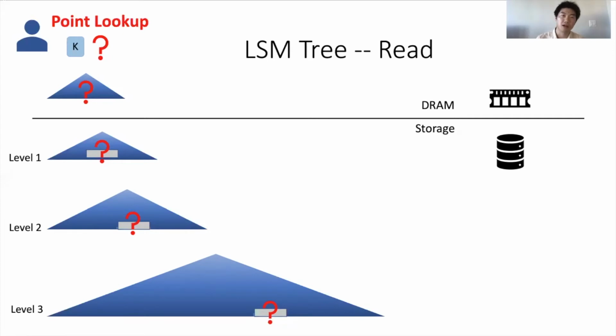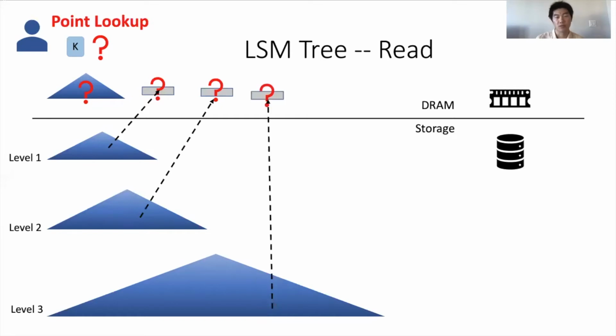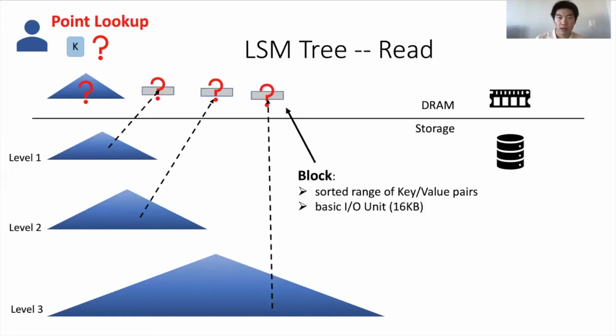And if it's not in the memory component, we will query the first level to see whether the value is there or not. And if the key is not found, we will further search the second level and all the way to the bottom. And please note here, the I/O unit is one block. It's not a single key and value. And the block has a typical size of 16 KB. And one block is a sorted range of key and value pairs.